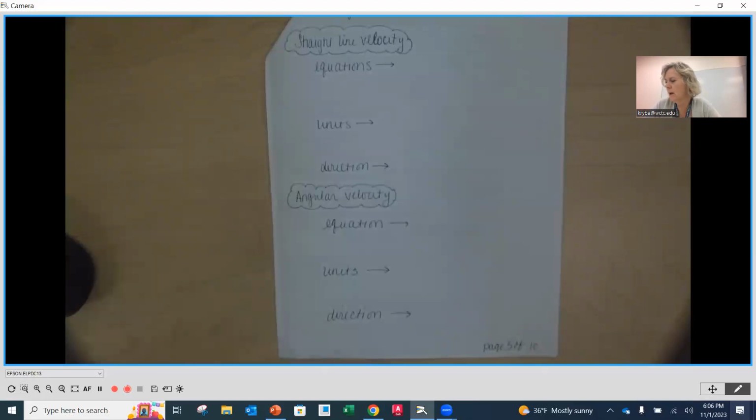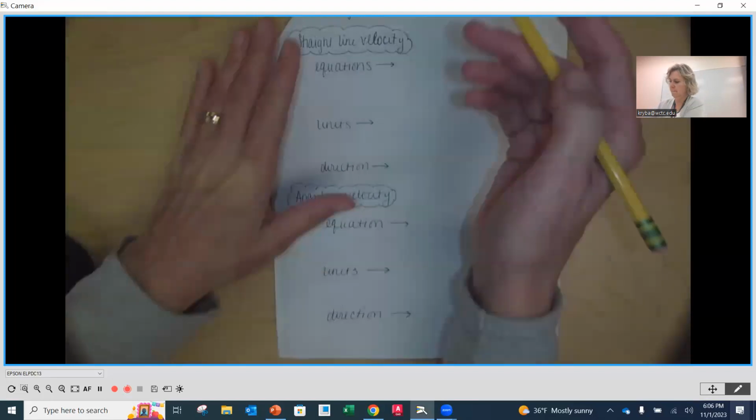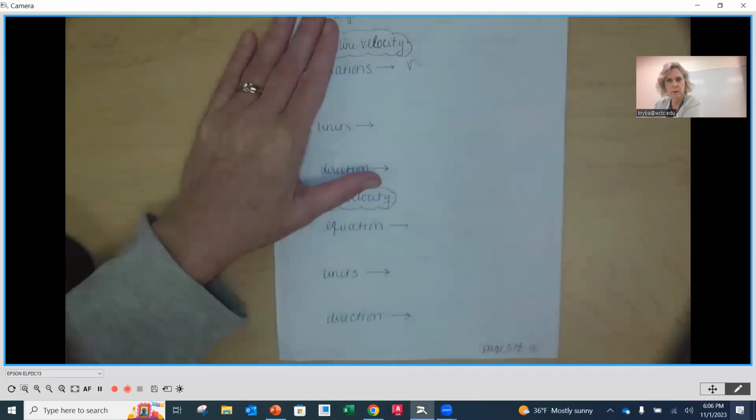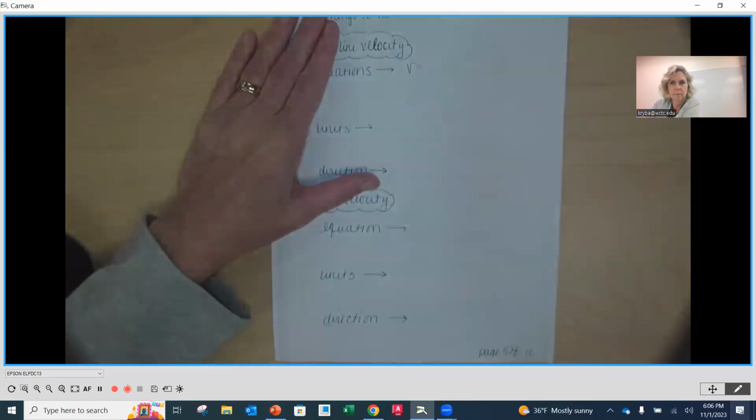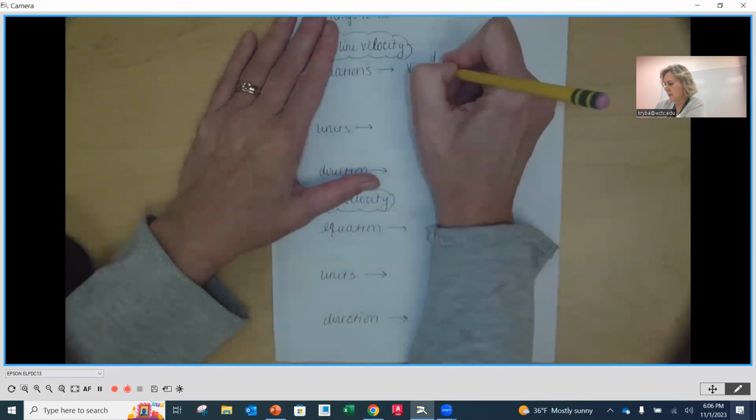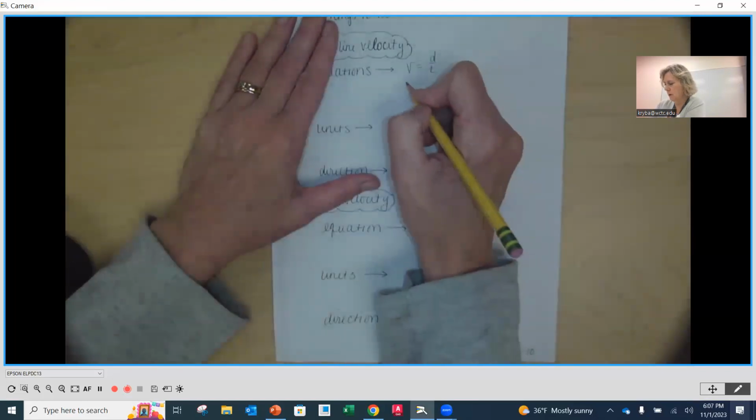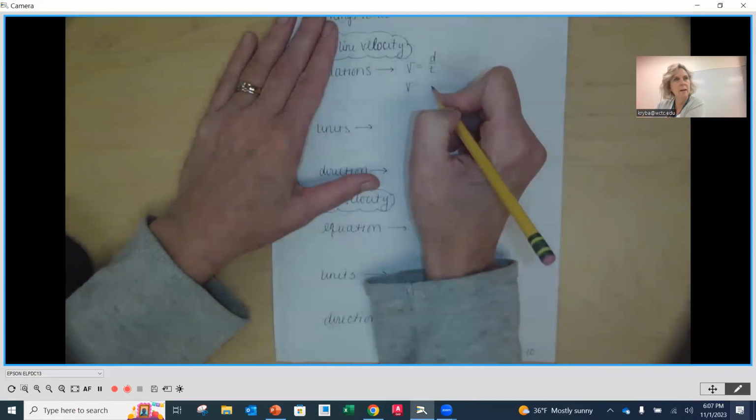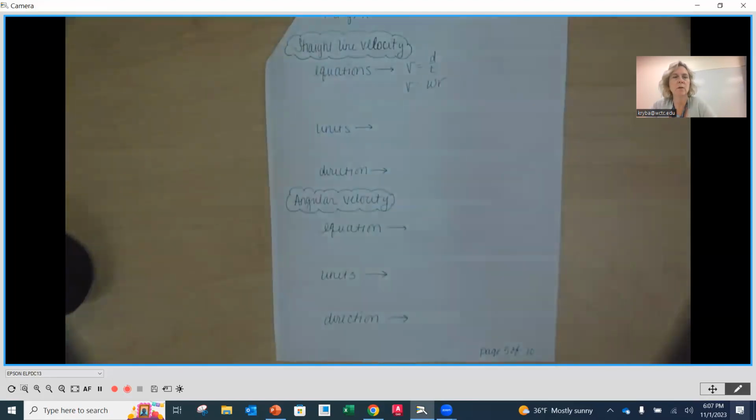All right, tell me, what are the equations for straight line velocity that we learned tonight, or that maybe even you knew before? V is equal to distance divided by time. Yep, absolutely. And there's one more. Yep, exactly. So when it's rotating on a link, the straight line velocity component is calculated using the angular velocity times its distance or radius from the center of rotation.